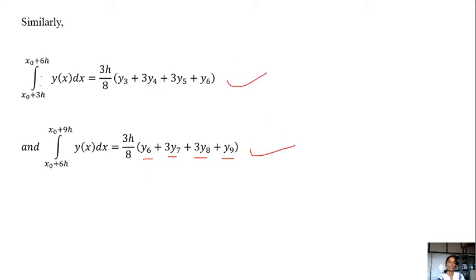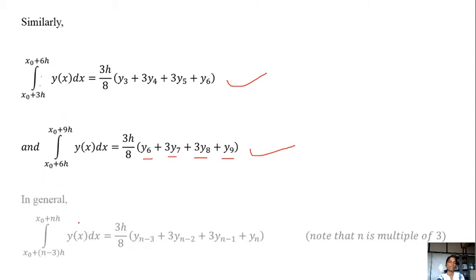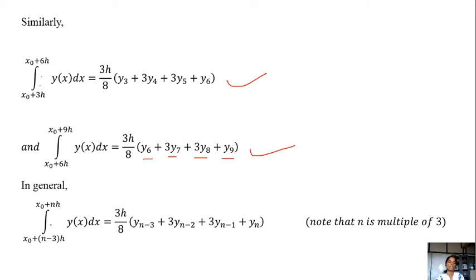And in general, for the general case, the limit of integration will be from x0 plus (n minus 3)h to x0 plus nh. So how many functional values again? yn minus 3, yn minus 2, yn minus 1 and yn. So the initial and last functional values are as it is, and in between you have to multiply by 3. So the formula becomes 3h by 8 times yn minus 3 plus 3yn minus 2 plus 3yn minus 1 plus yn.